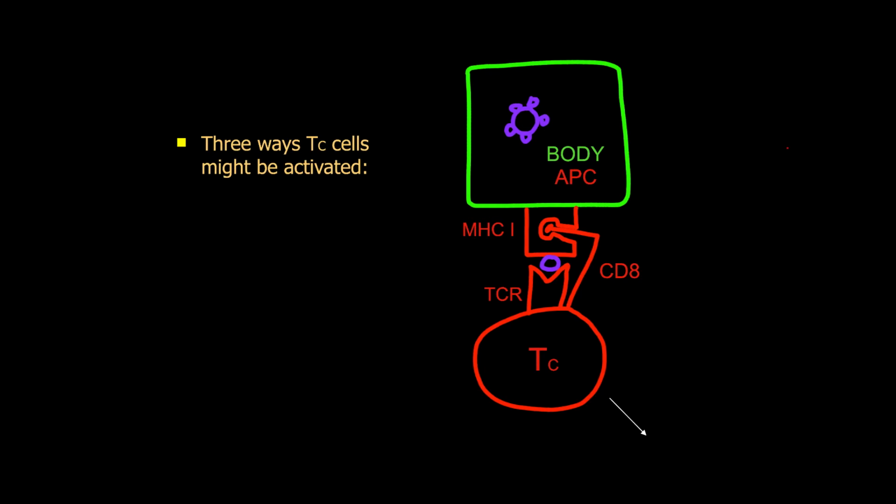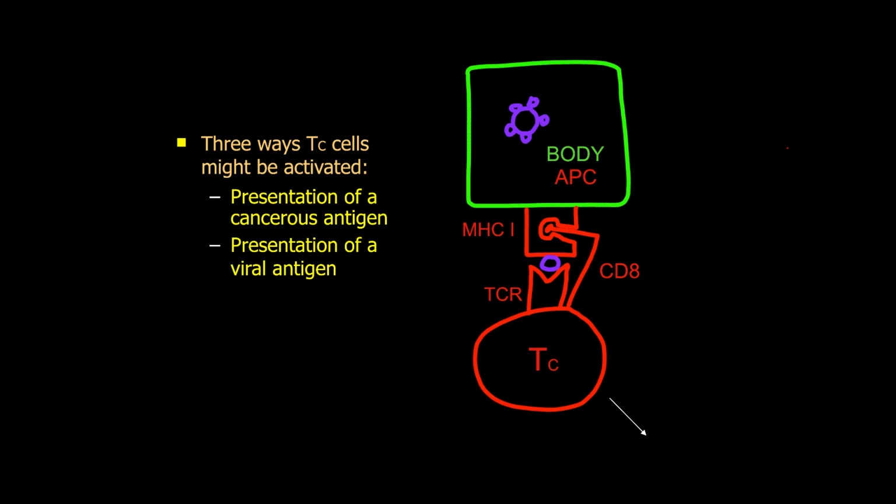There are 3 ways this cytotoxic T cell may get all hot and bothered and kill that body cell. One is the presentation is a presentation of a cancerous antigen. A cancerous protein sits there on that pedestal. That would be cause to kill that body cell. A second thing, if that is indeed a viral protein, that would be cause to kill the cell, like in our scenario we have here.